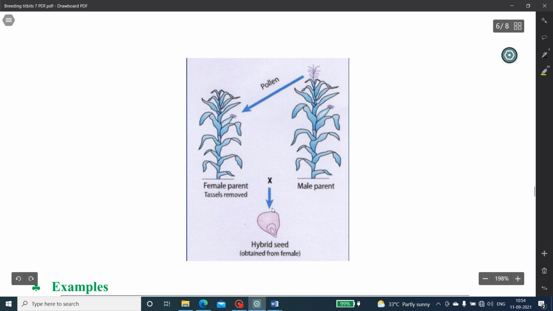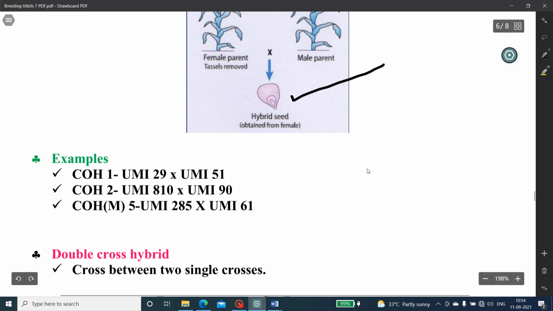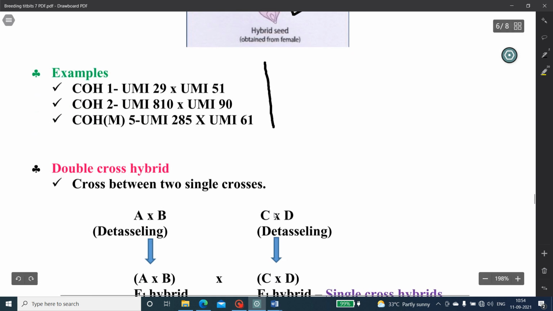Below I have explained diagrammatically. This is the male parent, female parent, male parent. Detasseling should be done in the female parent, and the pollen will be pollinating from the male parent by natural or open pollination. This is the hybrid seed. Examples for single cross hybrid: CoH1, CoH2, and CoHM5. CoH means Coimbatore hybrid. CoHM means Coimbatore maize hybrid 5. I have given the parents. Please go through that. Parents also will be asked in competitive examinations.